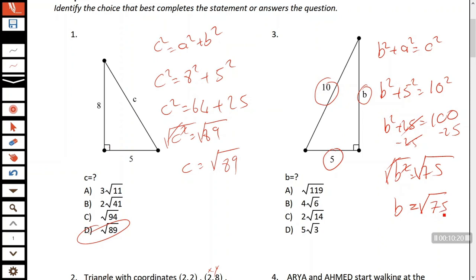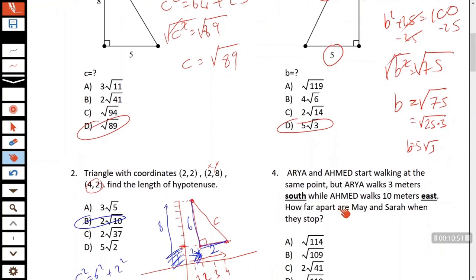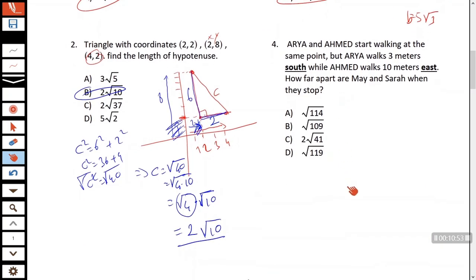Check the options, there is no square root of 75. So I can assume 75 has a perfect square factor. So one of the factors is a perfect square. What is it? 25. As you see, 25 times 3. Oh, sorry. Okay, now square root of 25 multiplied by 3 instead of 75. So it will be 5 square root of 3, because 25 is 5 squared, and 5 we can take out of the square root. So b equals 5 square root of 3. The answer is D.